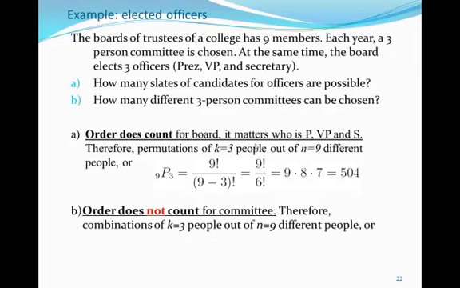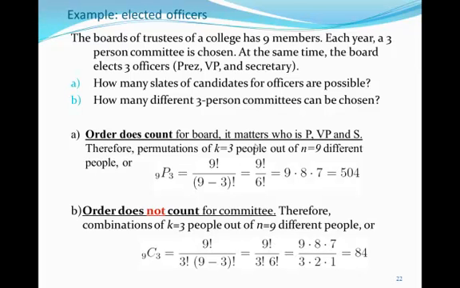And B: how many different 3-person committees can be chosen? Here order does not count for a committee, therefore it is the combination of k equals 3 people out of n equals 9 different people. So we use a combination: 9C3 equals 9 factorial divided by 3 factorial times (9 minus 3) factorial. So it equals 9 factorial divided by 3 factorial divided by 6 factorial, which is 84.